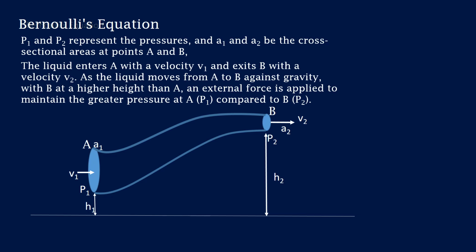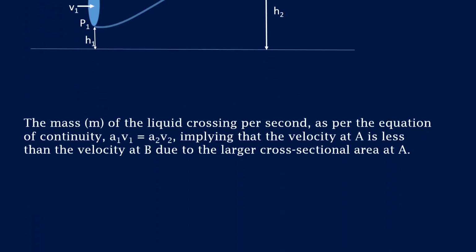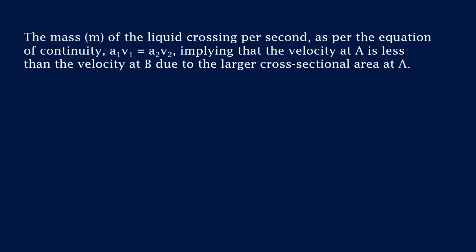As the liquid moves from A to B against gravity, with B at a higher height than A, an external force is applied to maintain the greater pressure at A, that is P1, compared to the pressure at B, that is P2. The mass m of the liquid crossing per second, as per the equation of continuity, is given by A1 V1 ρ equals A2 V2 ρ equals m. Therefore, A1 V1 equals A2 V2, implying that the velocity at A is less than the velocity at B due to the larger cross-sectional area at A.